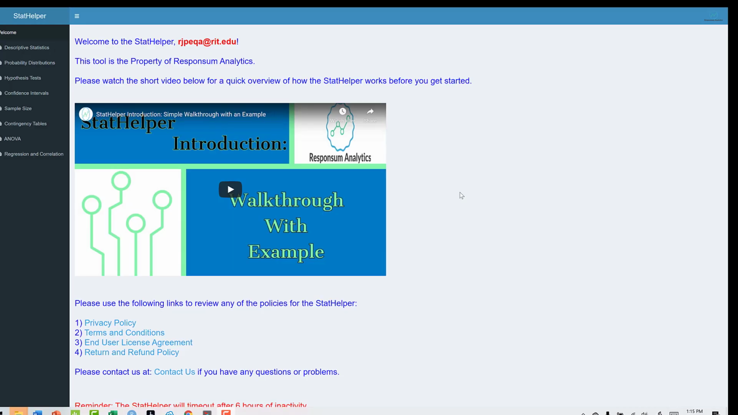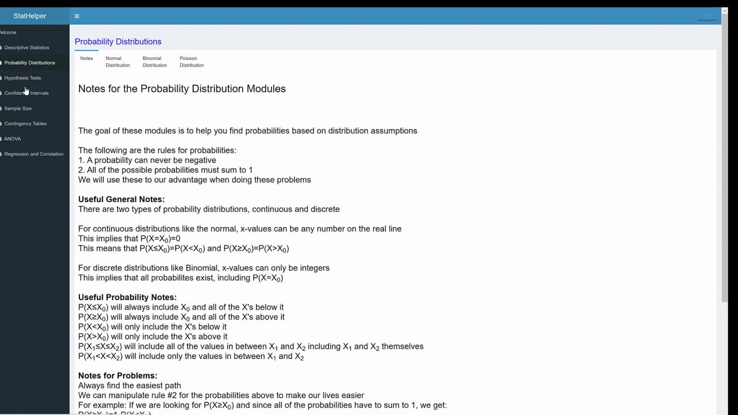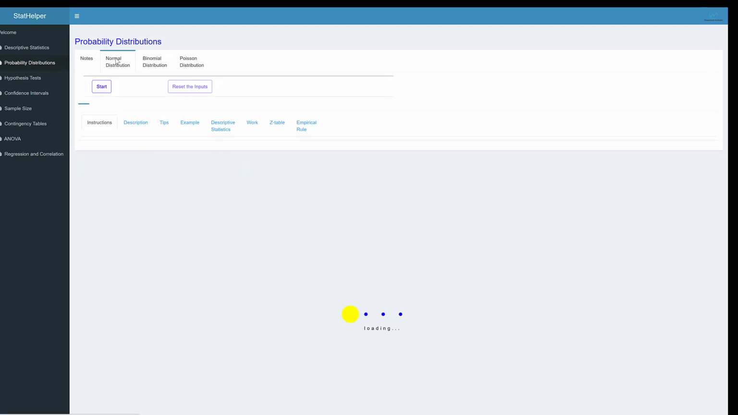Now we're over here in the StatHelper. Notice we've started out on the welcome screen. What you're going to want to do is come over here to the sidebar, and since we're doing a problem on the normal probability distribution, we're going to go up here to probability distributions. Technically you have three different distributions that you can do problems with. We're going to choose normal distribution.